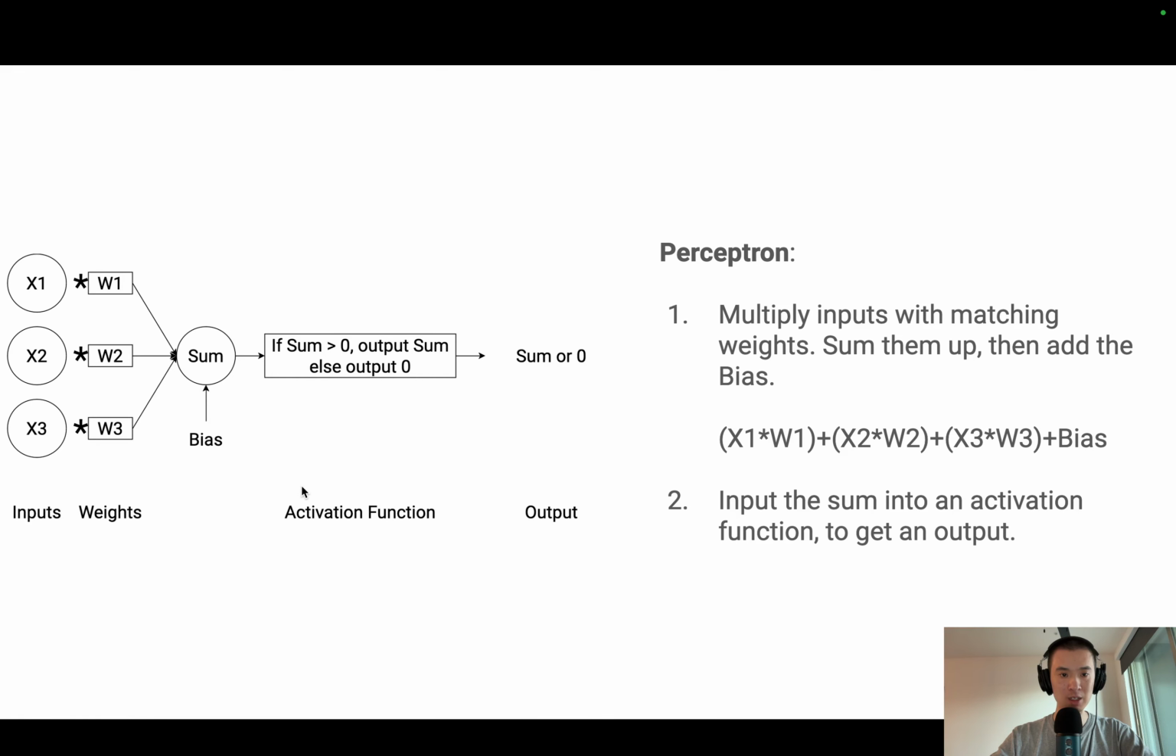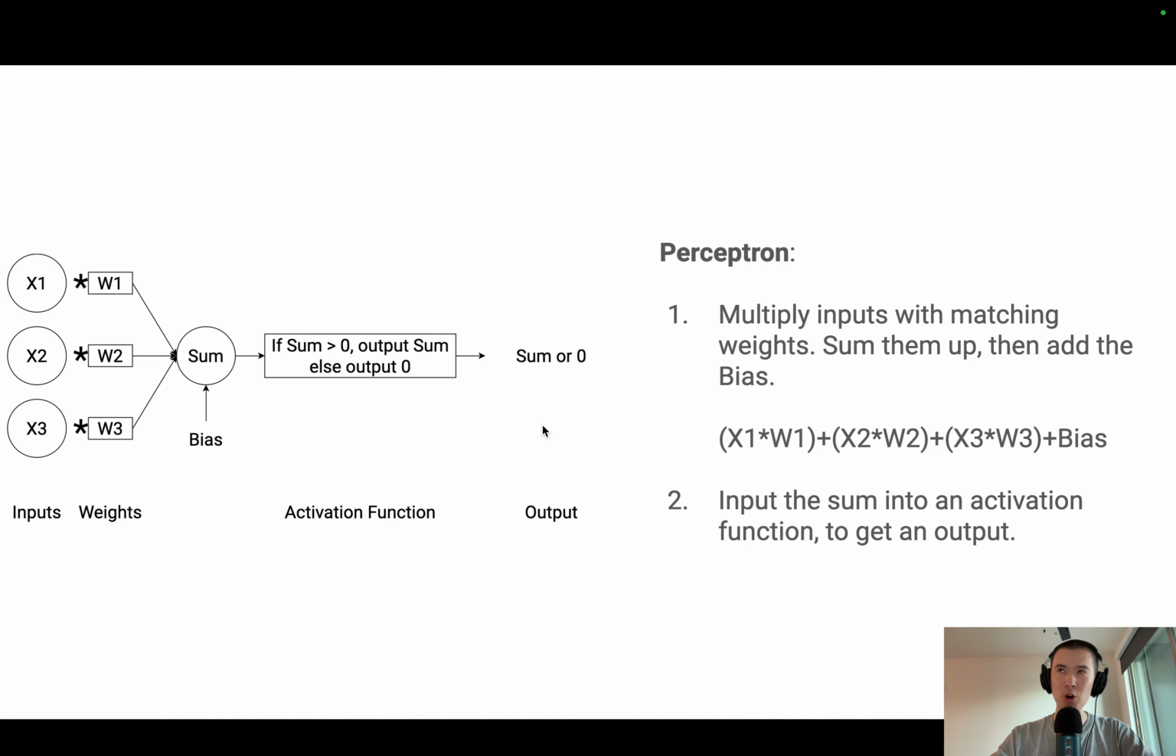Here, I will do something pretty easy to understand. If the sum is greater than 0, output the sum, else output 0. So the output will always be sum or 0. So if our sum is 1,000, then the output will be 1,000. If the sum is -10, then the output will be 0.